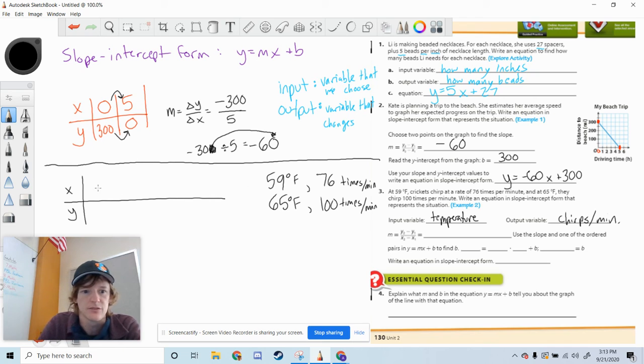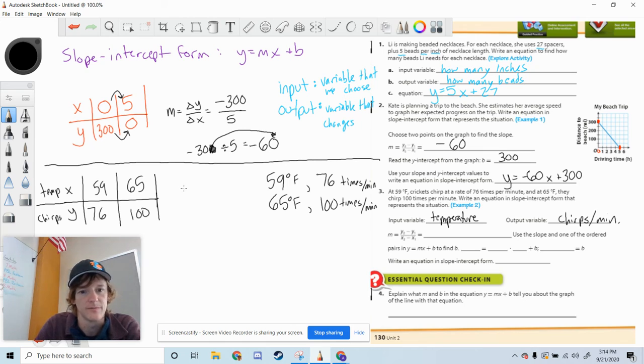So our input is going to be our X, so this is our temperature, and our output is chirps. All right, so we have 2 points, and we're going to use these 2 points to find our slope. Let me erase a little extra part of this table here. We have at 59 degrees Fahrenheit, they go 76 times. At 65 degrees Fahrenheit, they go 100 times.